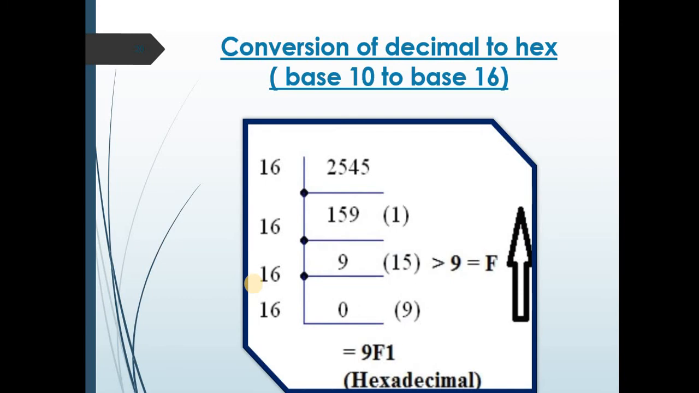You can solve it like this. Again, you have to solve 25445. Just divide this number by 16, you get the remainder 1. Then you divide 159 by 16, you get the remainder 15. And again 15 is greater than 9, so the value of 15 in hexadecimal is F. So we will write F over here. And then we will give the answer 9F1. So this is our answer.